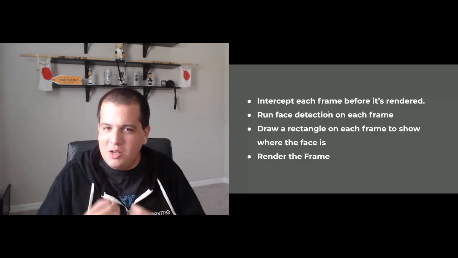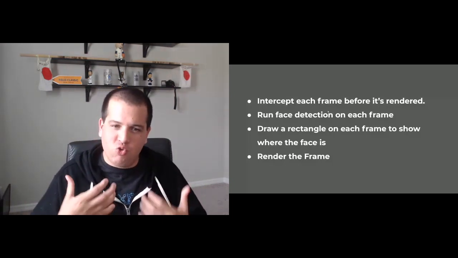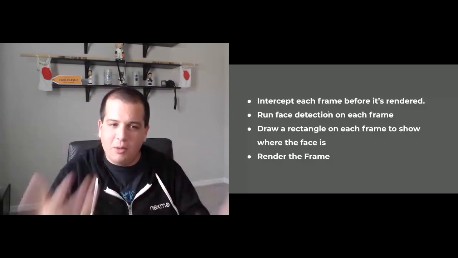So we're going to intercept each of those frames, and we're going to run face detection on it. Then we're actually going to draw a rectangle on each frame so we see where the face is. And finally, we're going to render the frame.